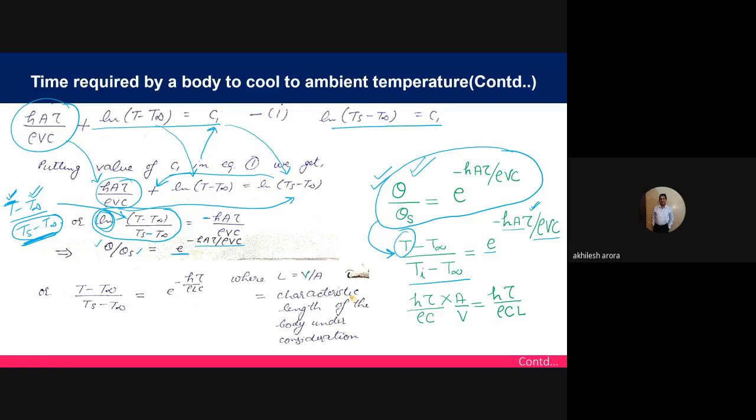If you know the time, you can calculate the temperature, and if you know the temperature, you can calculate the time to cool up to that particular temperature. Both ways it can be done.